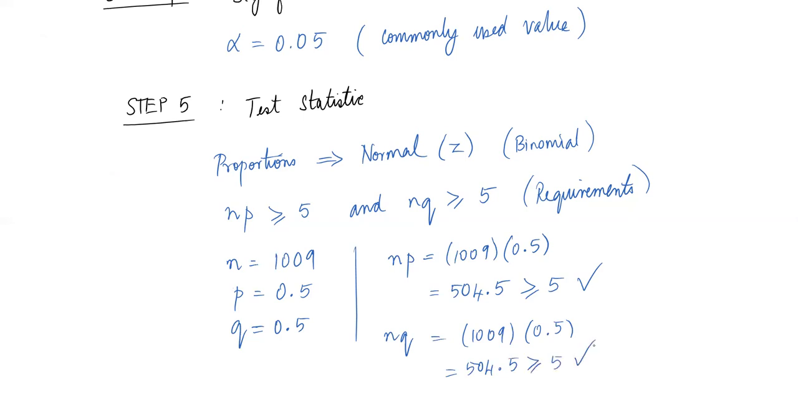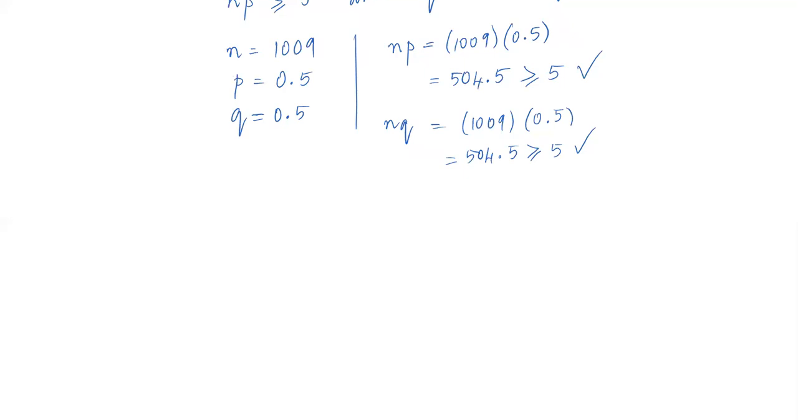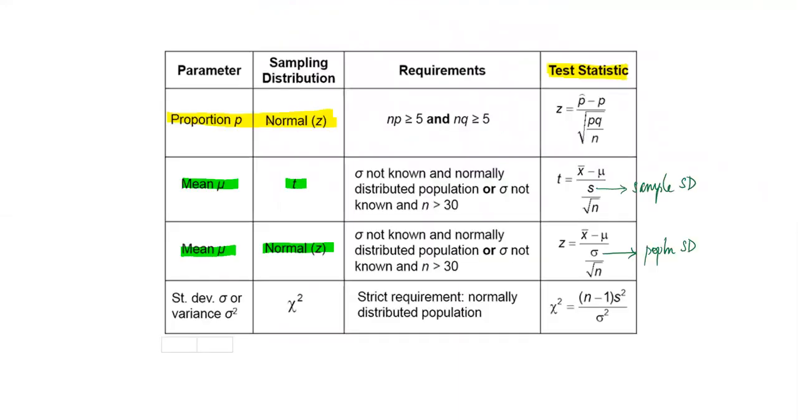So the checks are all working out fine. So then we are now ready to go ahead and find the test statistic. In fact, we did this in the last lecture, but I'm going to do that here for continuity. So we wrote proportion P, normal Z, and P greater than 5, and Q greater than 5. Now it's time to use the test statistic. All these worked, and so that is the formula you want to use.